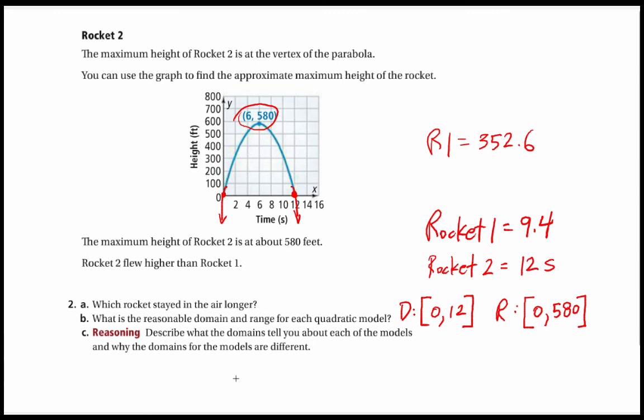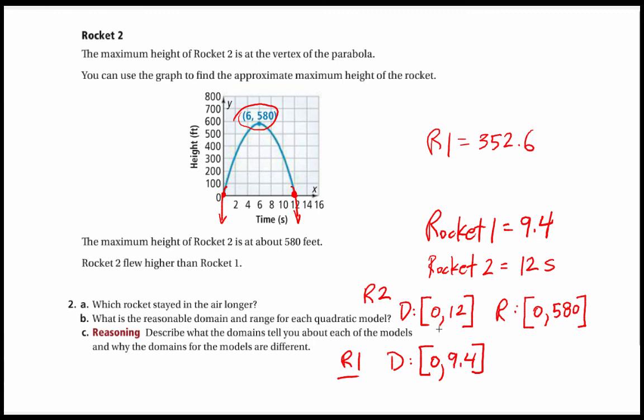Okay, so describe what the domains tell you about each of the models and why the domains for the models are different. Well, the model of, again, this was rocket 2. Rocket 1's domain would be what? 0 to 9.4. That's how long it was in the air. And the reason that their domains are different is because, like I just said, rocket 1 was only in the air for 9.4 seconds. So its domain, its S value, its time value should only go from 0 to 9.4. It doesn't make any sense to look at anything past 9.4 because the thing had already come back and hit the ground.